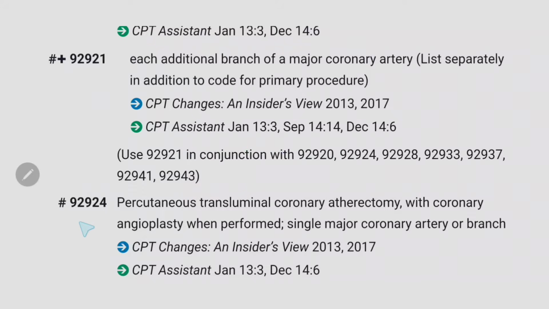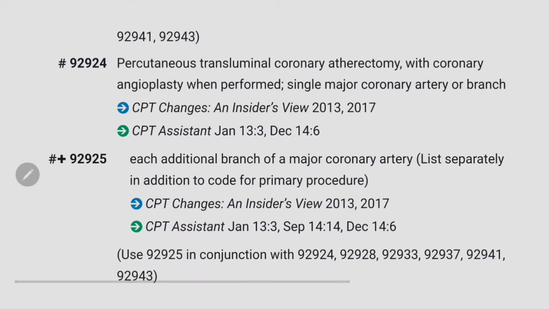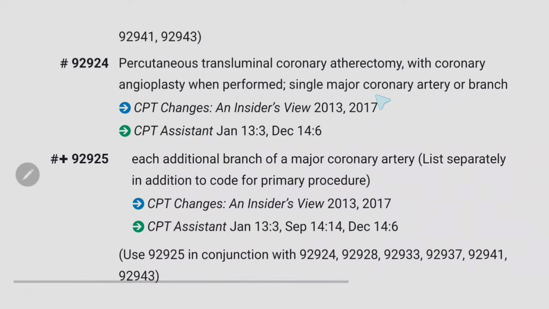Highlight all this. Next you have the code 92924, which is for percutaneous transluminal coronary atherectomy. So this is for coronary atherectomy with coronary angioplasty when performed. This is for single major coronary artery. Then you have the add-on code 92925 for each additional branch of major coronary artery. Then read the parenthetical note and highlight it. Use 92925 with these codes.